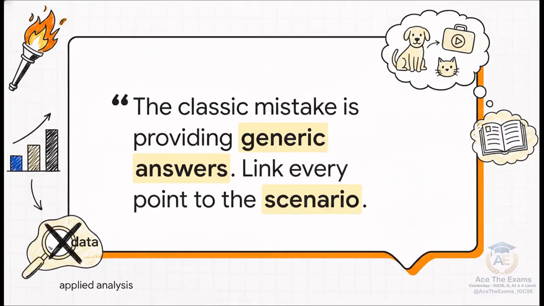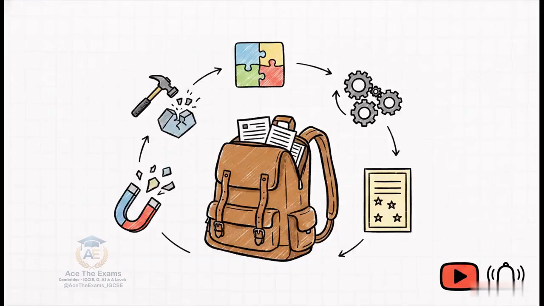If the exam question is about a veterinary clinic, your answer must explicitly mention animals, appointments, or vets. It cannot just be about abstract data. The command words demand applied analysis, not rote memorization of a textbook. The examiner is literally begging you to use the scenario. Do not ignore them. So, your ultimate exam strategy for alignment tools is this.